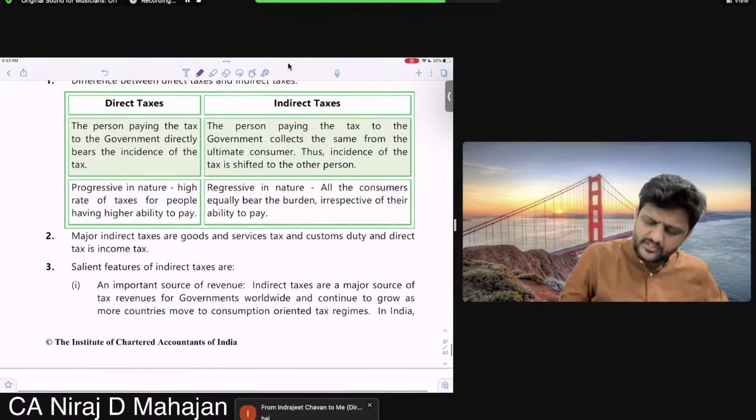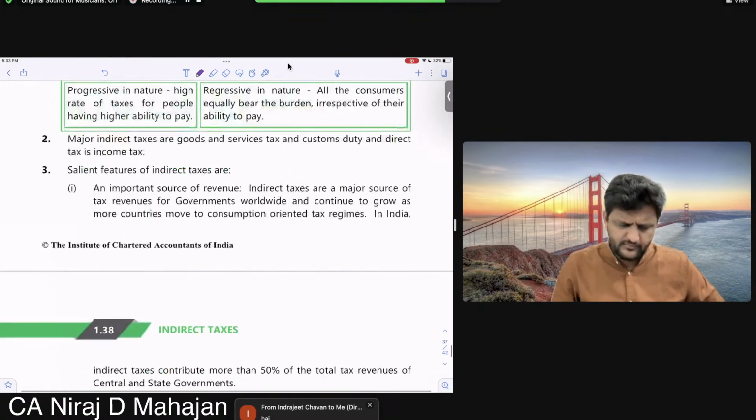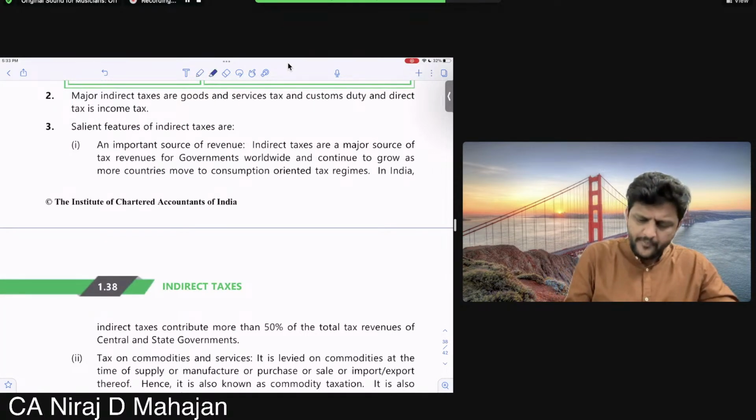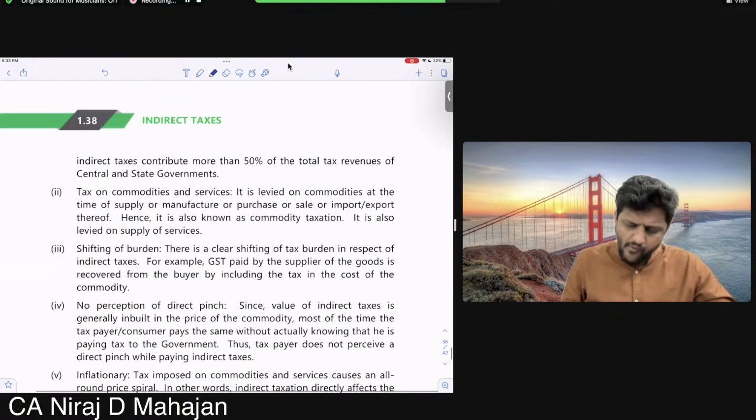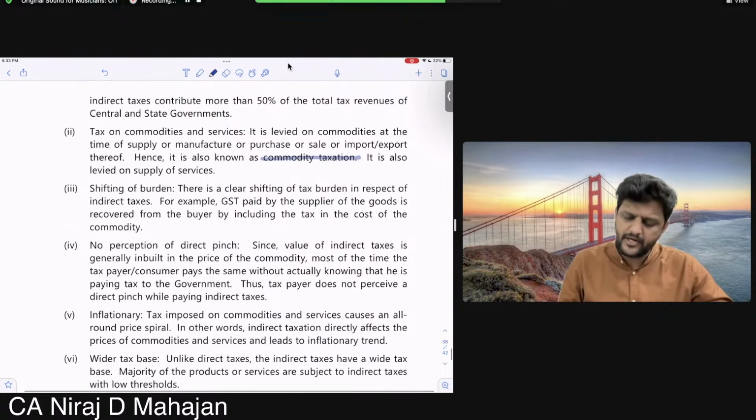Major indirect taxes are goods and service tax and customs duty, and direct tax is income tax. Well done. Salient features of indirect taxes: an important source of revenue. Commodity tax, shifting the burden. This is important. There is a clear shifting of tax burden in respect of indirect tax. For example, GST paid by the supplier is recovered from the buyer.